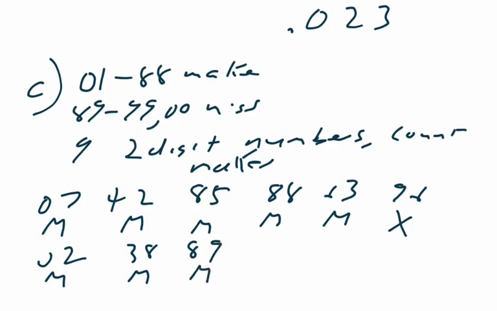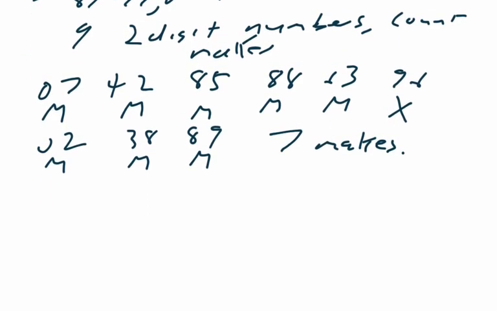And so 7 makes is what the person did in this simulation. 1, 2, 3, 4, 5, 6, 7. Yep, 7 makes, 2 misses. I don't know why I put this down as an M. That should have been an X. Alright.